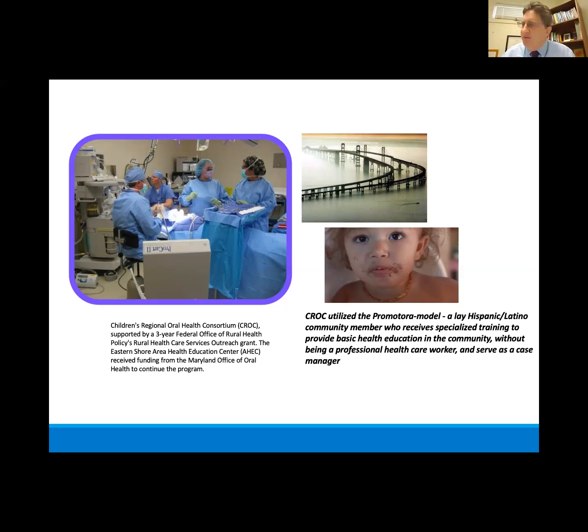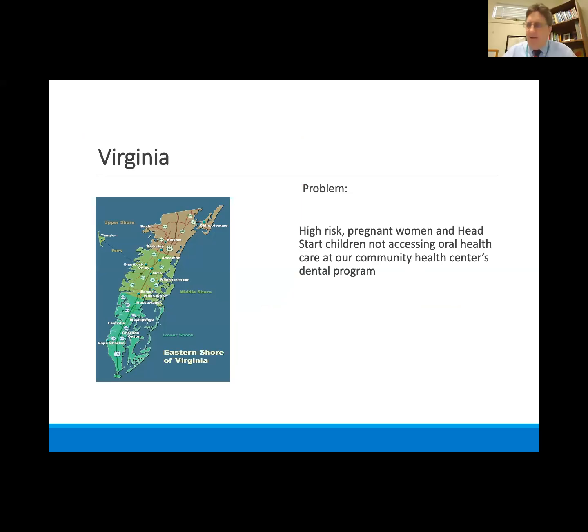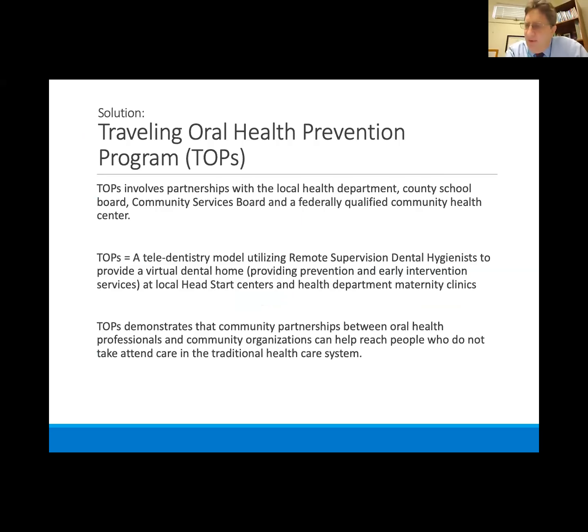So let's look at Virginia. Virginia's problem was high-risk pregnant women and Head Start children not accessing oral health care at our own community health center dental program here. Very frustrating. Our strategy was to build a preventative oral health outreach program that we call TOPS, or the Traveling Oral Health Prevention Program. It's a very cool, innovative way to bring services to patients that are not coming to us. It's a teledentistry model, and we're using the legislation in our state that permits remote supervision of dental hygienists. We're trying to create a virtual dental home and provide preventative care and early intervention services where these patients are, the local Head Start centers, health department, and maternity clinics, and hopefully keep them out of our dental offices where the restorative care is provided.